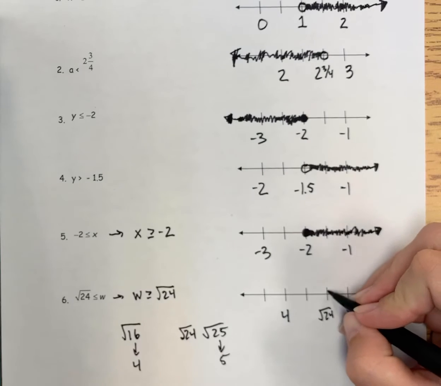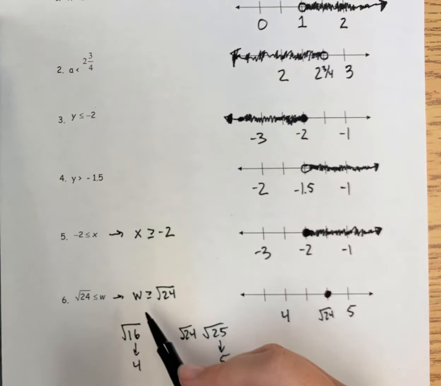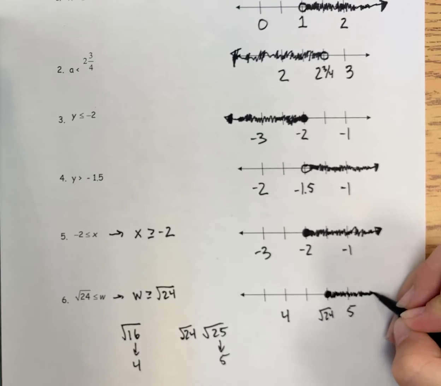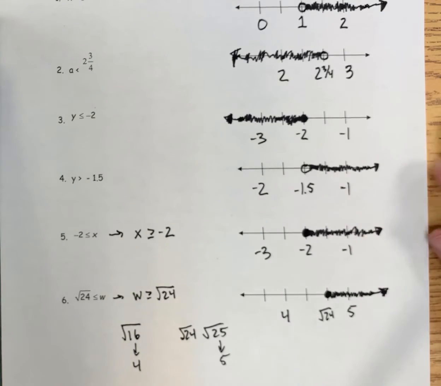So then you do your shaded circle. And again, we said w is greater than. So then you would just shade to the right. So that is graphing inequalities. Okay, so that's the first part of this video. The second part is we're going to talk about solving inequalities.